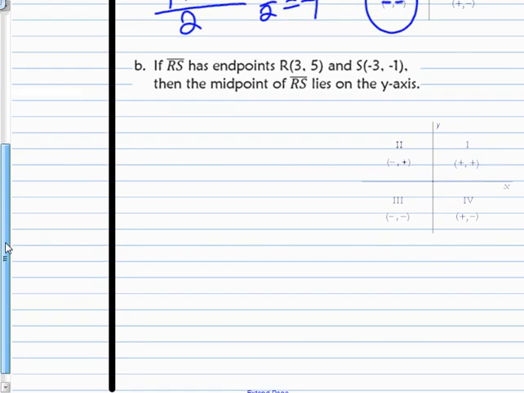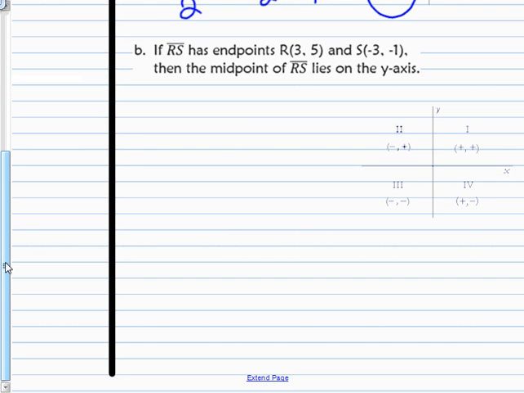Moving on to our last example. If RS has endpoints R(3, 5) and S(-3, -1), then the midpoint of RS lies on the y-axis. Okay, so we're looking to find, again, the midpoint, so you need to use the midpoint formula. This will be point 1, this will be point 2, and once we find the midpoint, we have to figure out, does it lie on the y-axis?